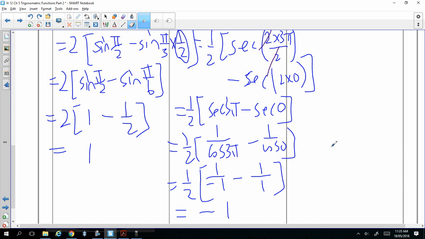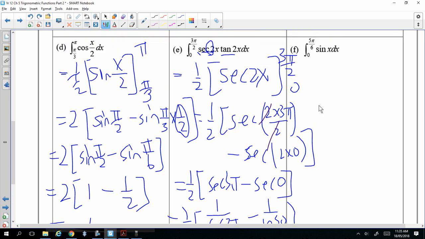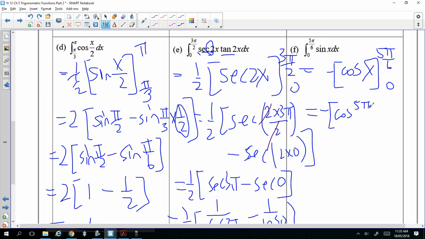Next one, integral of sine is negative cos x. And then you substitute 5 pi over 6 over 0. So you write negative cos 5 pi over 6 minus cos of 0. Now, what's cos 5 pi over 6?